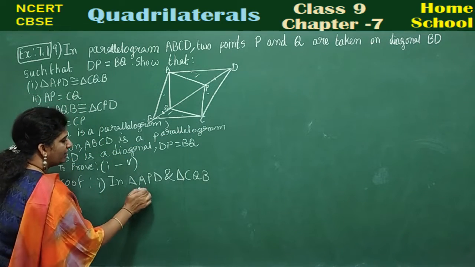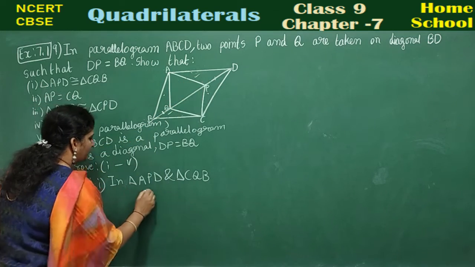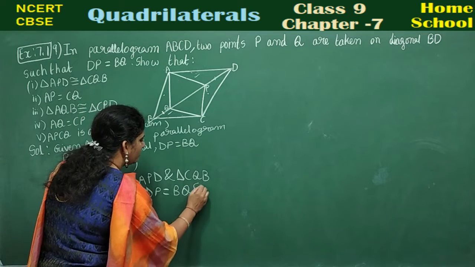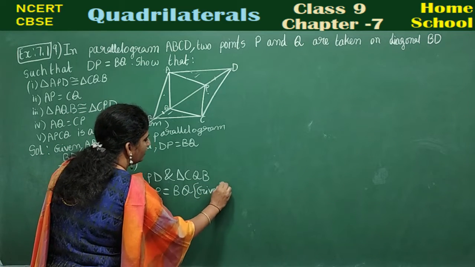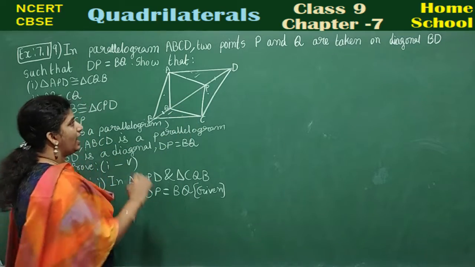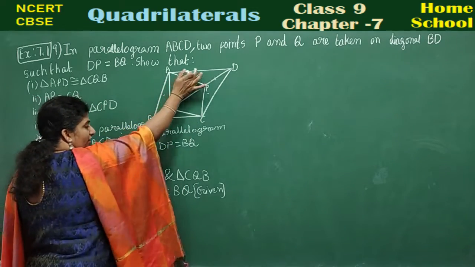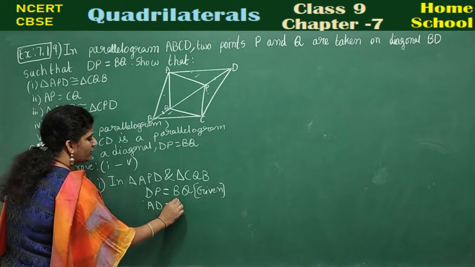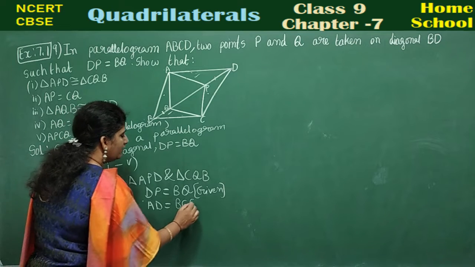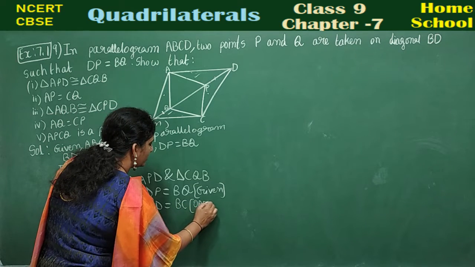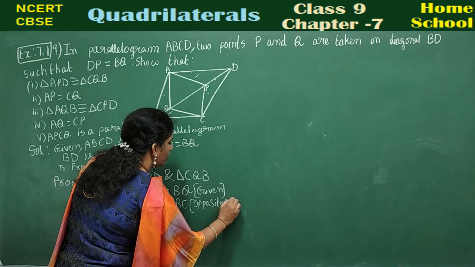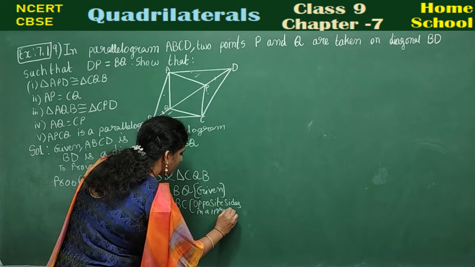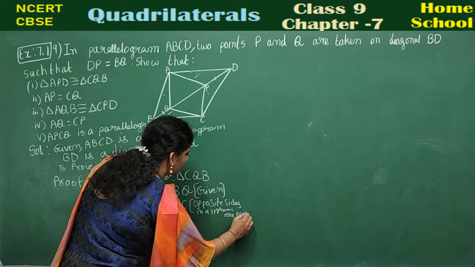Given, what is given? In triangle APD, DP is equal to BQ. Reason: already it is given. Given, this equal to this. Next, this triangle you should take first on the left-hand side, don't forget. AD is equal to BC. Reason: opposite sides in a parallelogram are equal.